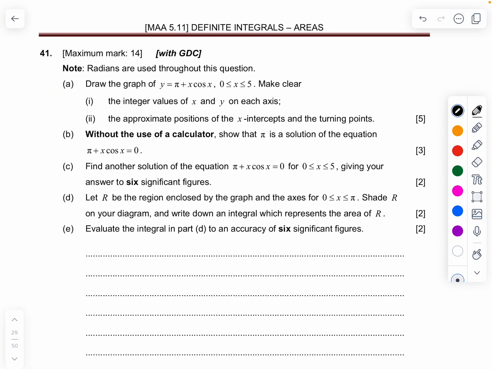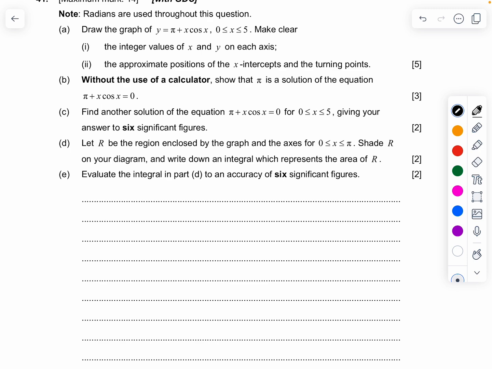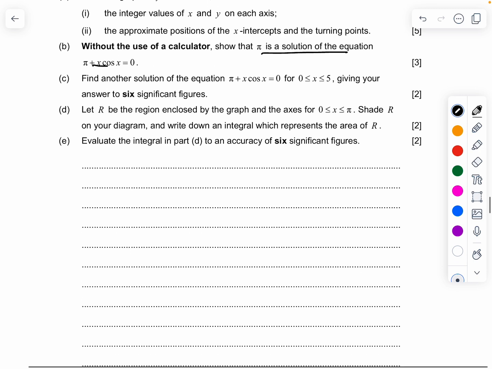Question number 41. Radians are to be used throughout this question. Draw the graph for y equals pi plus x cos x. Make clear the integer values of x and y on each axis. Approximate positions of x-intercepts and turning points. Without the use of calculator, show that pi is a solution for this equation.